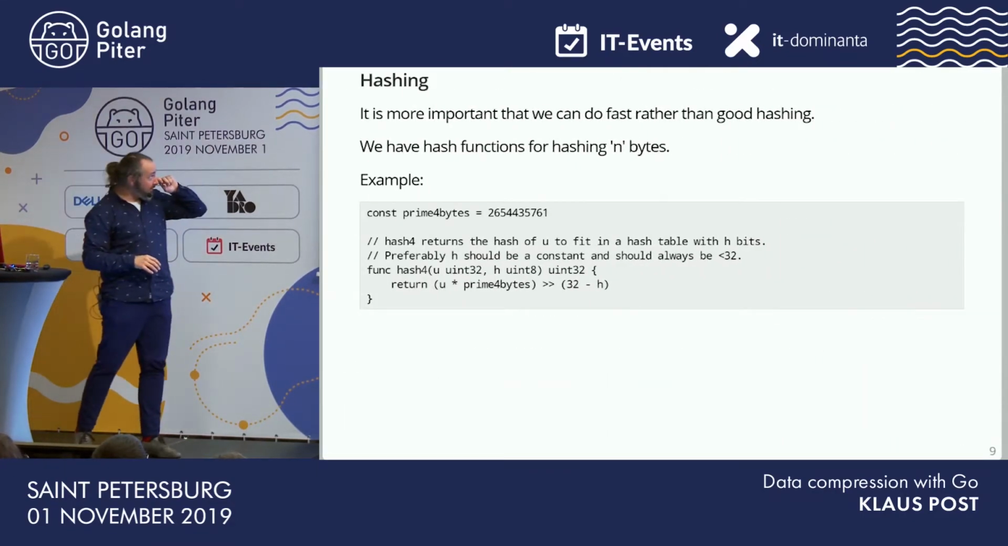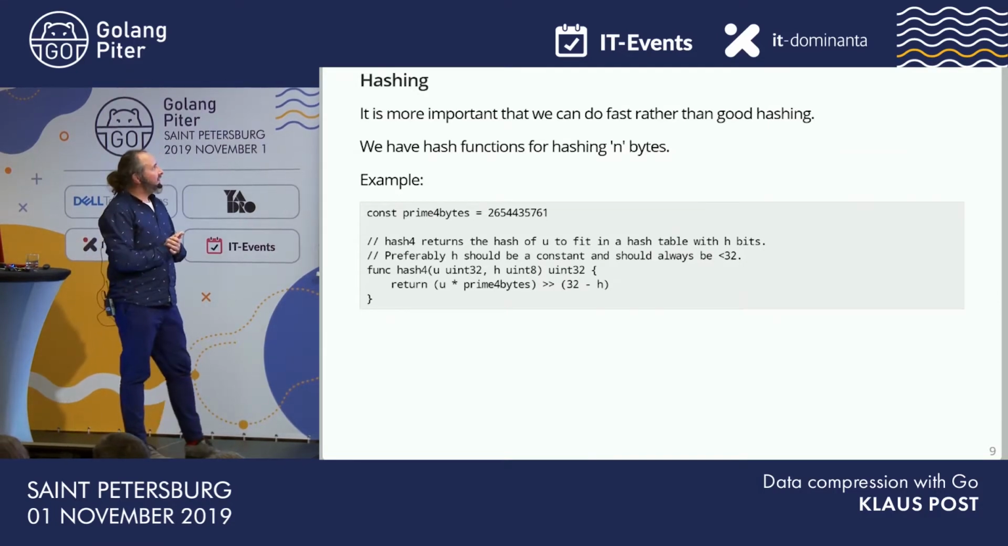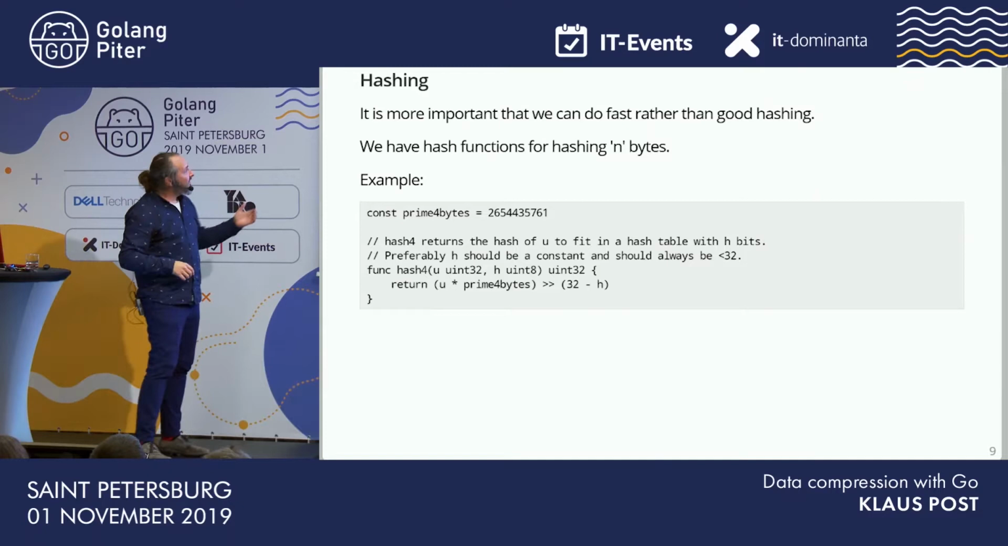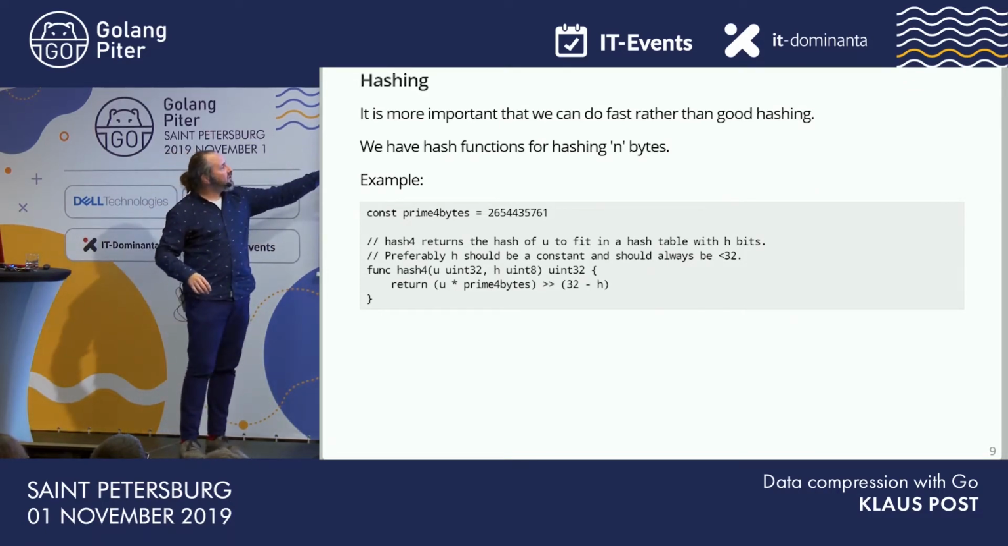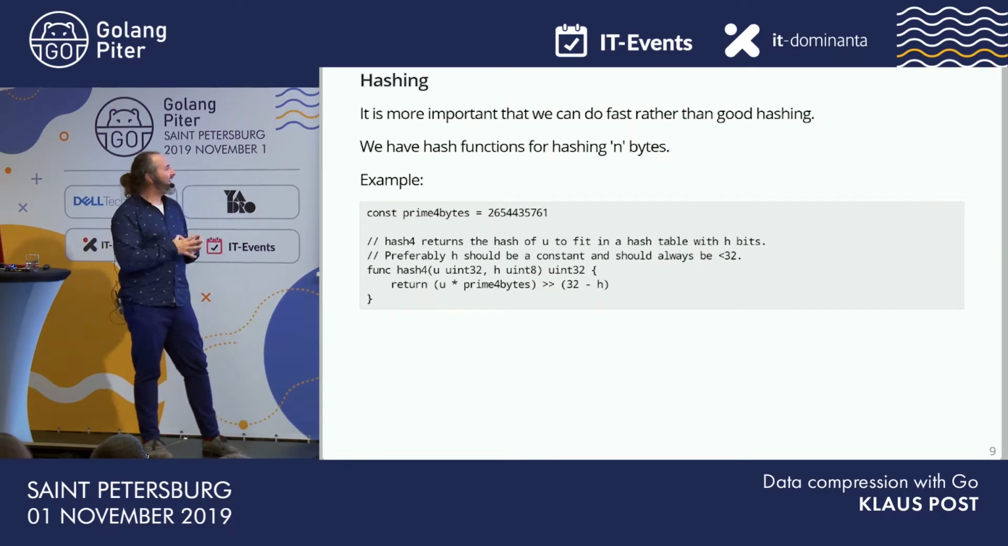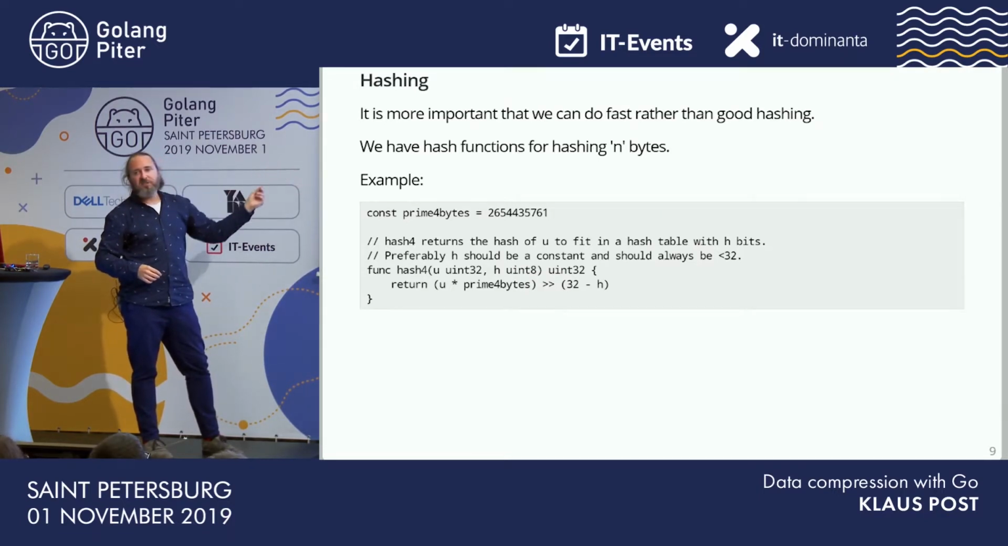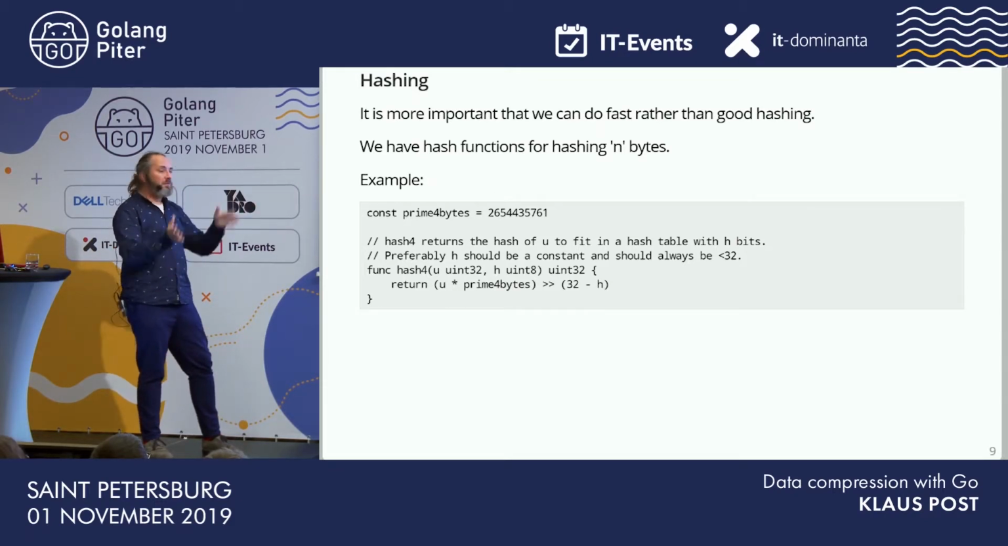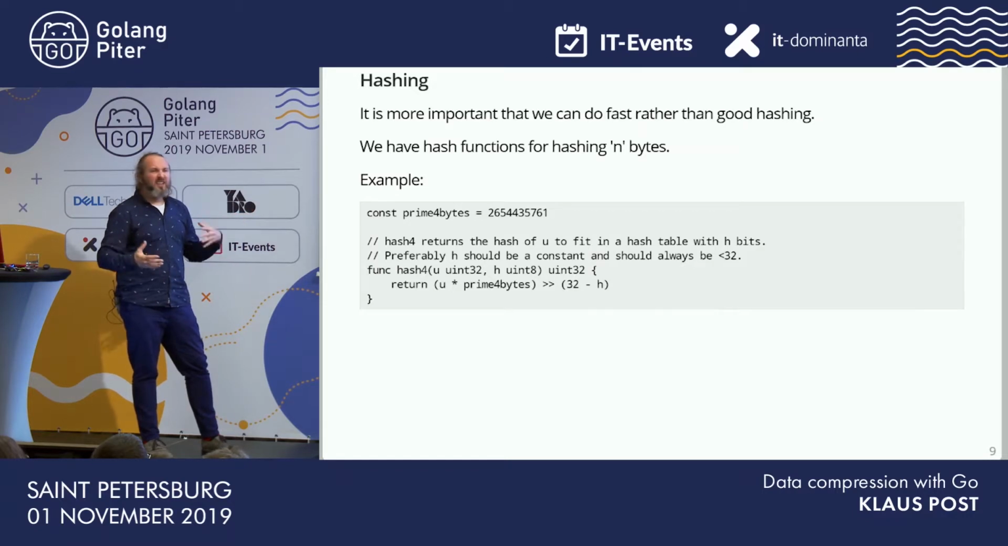So hashing itself is also not perfect. It's made to be really, really fast. So we put in a value u and a hash length h, and basically we just multiply the input value by some value, and we take the topmost part of it and use that as our hash. It's not perfect by any means. It's not super well distributed or anything, but it's really, really fast.